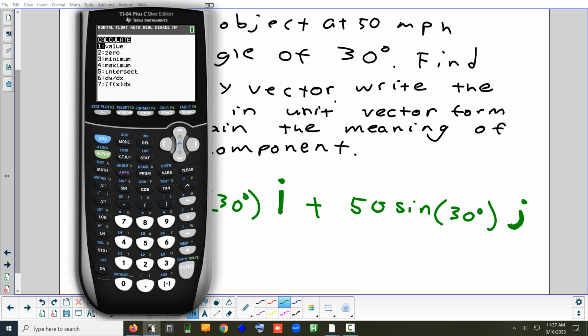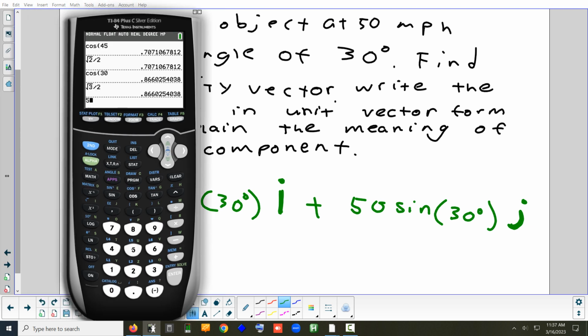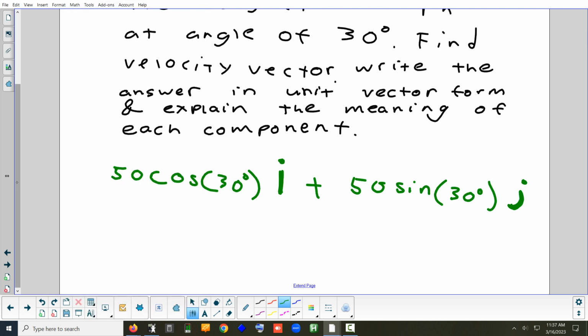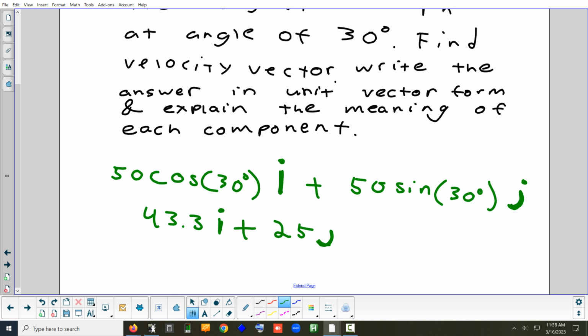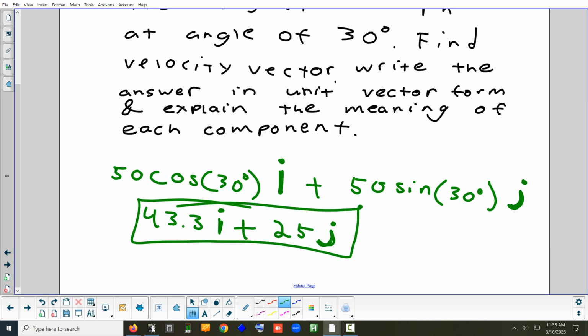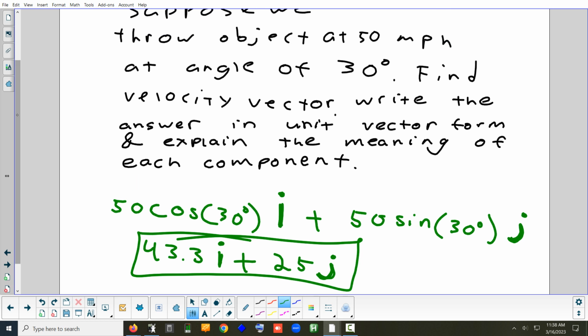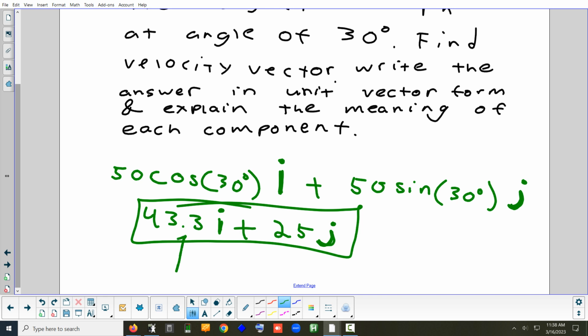So we've got 50 cosine 30. That's 43.3i plus 50 sine 30, 25j. So there's the velocity vector that represents throwing an object at 50 miles an hour at an angle of 30 degrees. Now, what does that number mean?